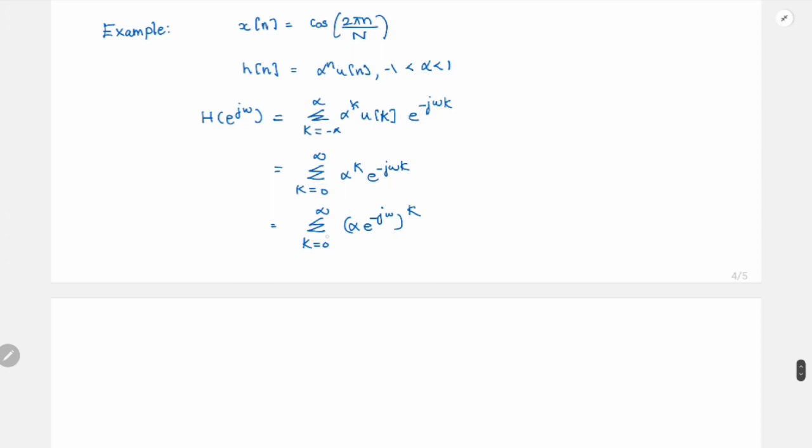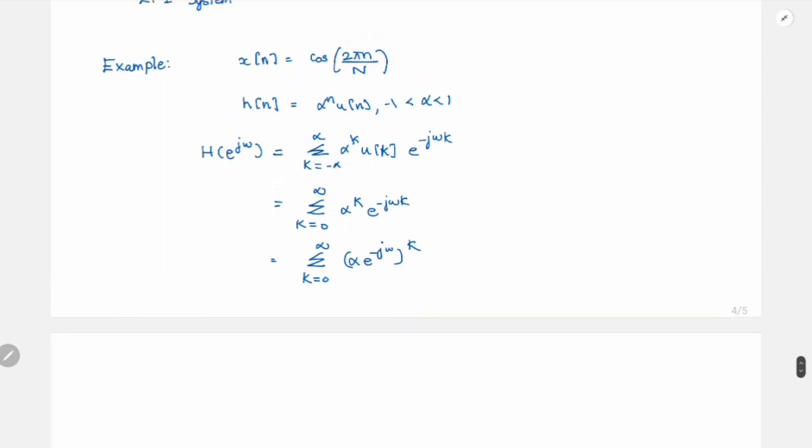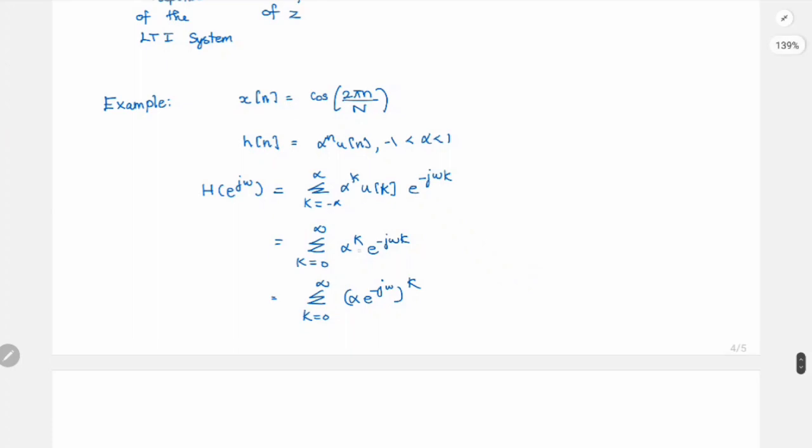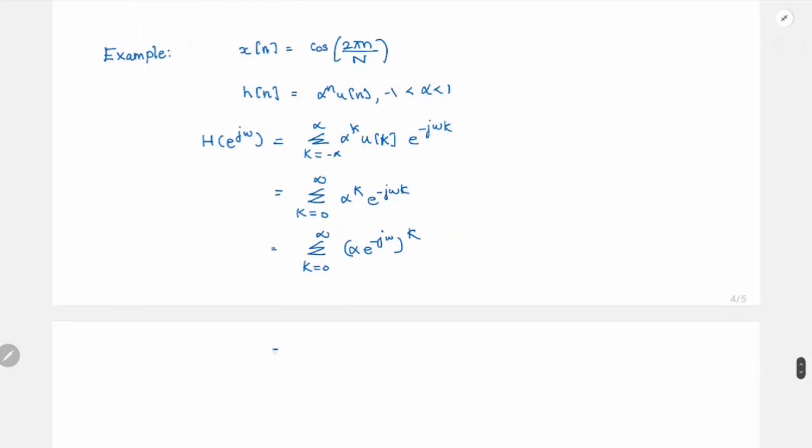So this is your infinite GP sum, right? And since mod alpha is less than 1, this is going to converge, and it will converge to a by 1 minus r. So it will be, a is 1 here, 1 by 1 minus alpha e power minus j omega. So this is my frequency response.